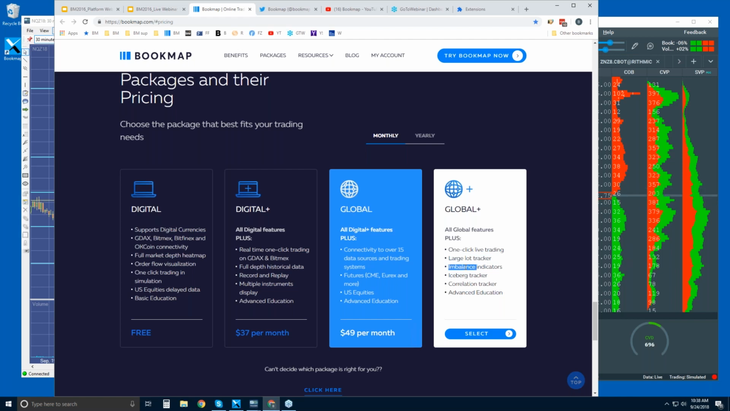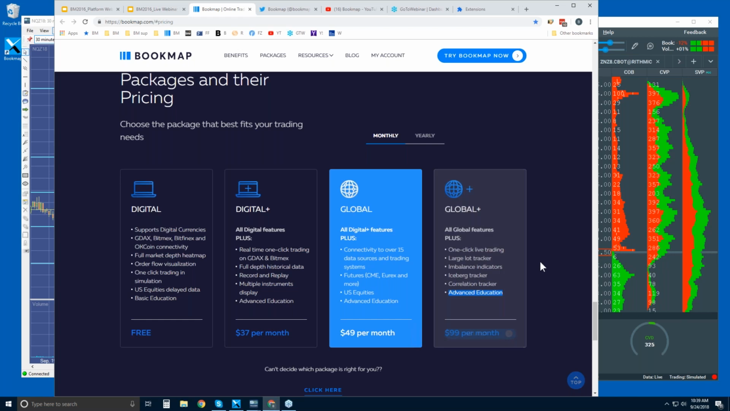Imbalance indicators for both book and volume. And then iceberg tracker, another one here. We can identify iceberg orders. There's a couple different methods. And again, larger players that we're identifying, we want to understand their behavior in the order book. And then correlation tracker, adding different markets onto the Bookmap chart. And of course, the advanced education and full support.